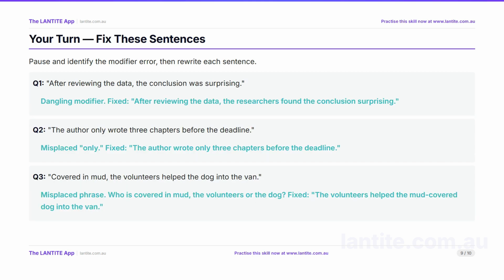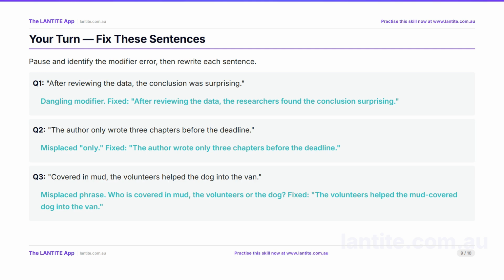Now it is your turn. Pause and try these 3. Question 1. After reviewing the data, the conclusion was surprising. This is a dangling modifier. The conclusion did not review the data. We need to add who did. After reviewing the data, the researchers found the conclusion surprising. Question 2. The author only wrote 3 chapters before the deadline. The word only is next to wrote, but it should be limiting 3 chapters. Fixed. The author wrote only 3 chapters before the deadline.